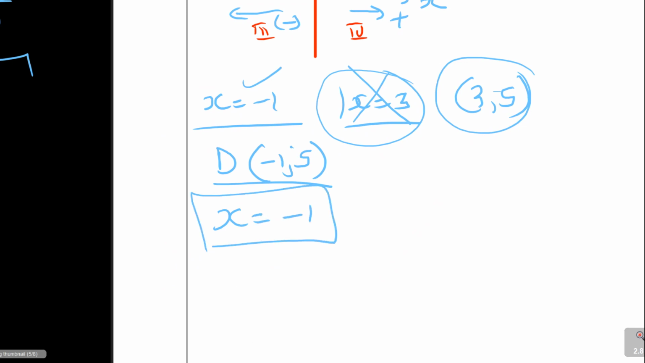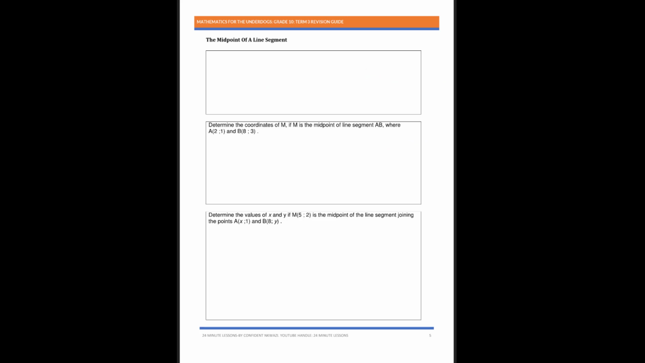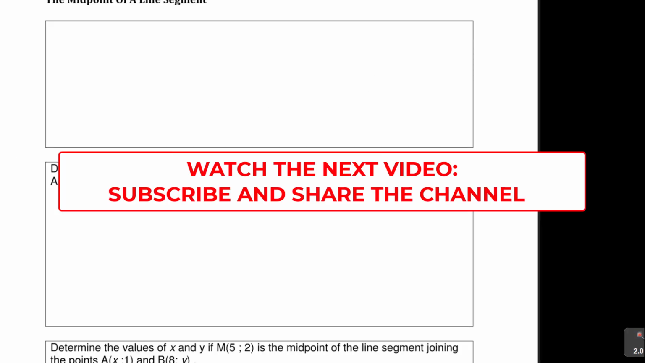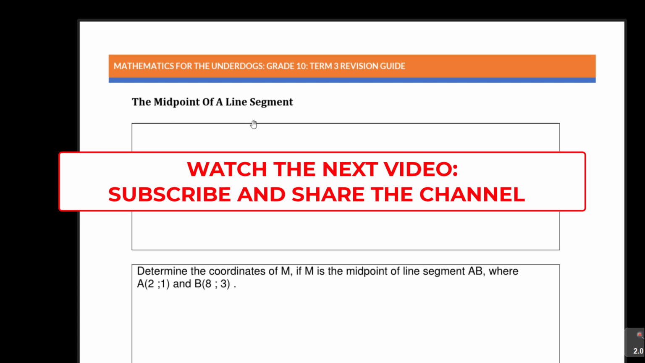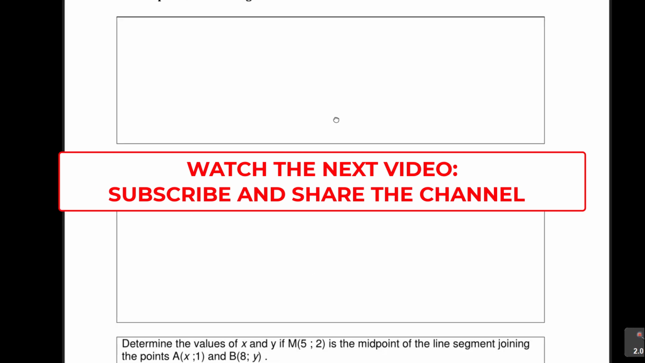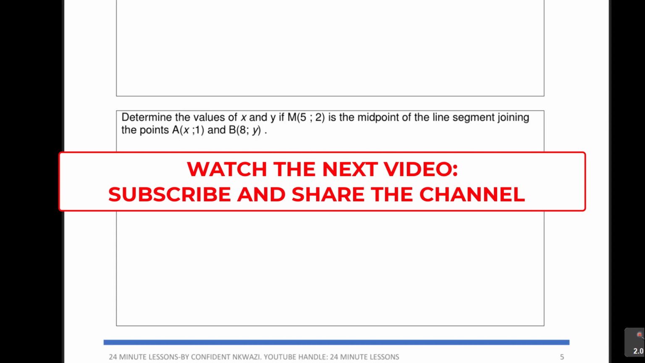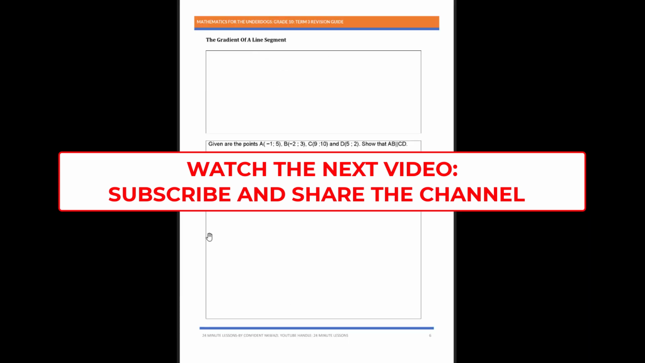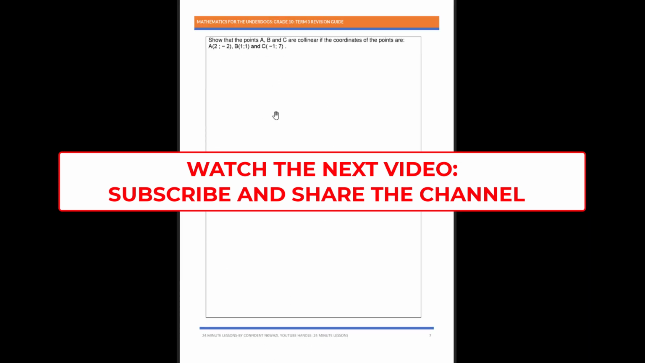Guys, my time does not allow me. In the next lesson, where I'm going to do is the midpoint of a line. So we're going to look at the midpoint, and then if time allows, we are also going to look at the gradient of a line. That's how we're going to wrap it up. Alright, so join me in the next lesson.